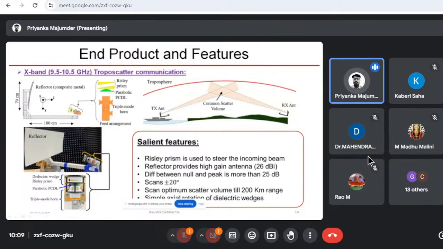So coming to salient features, what are the important features? Yes, we use a slip prism, so that instead of rotating a larger mechanical structure, we rotate a very small structure, and that as well, not a complex 3D rotation, but rather an actual rotation. Then our reflector gives us the gain that is required. Then all the other parameters for the tracking are met.